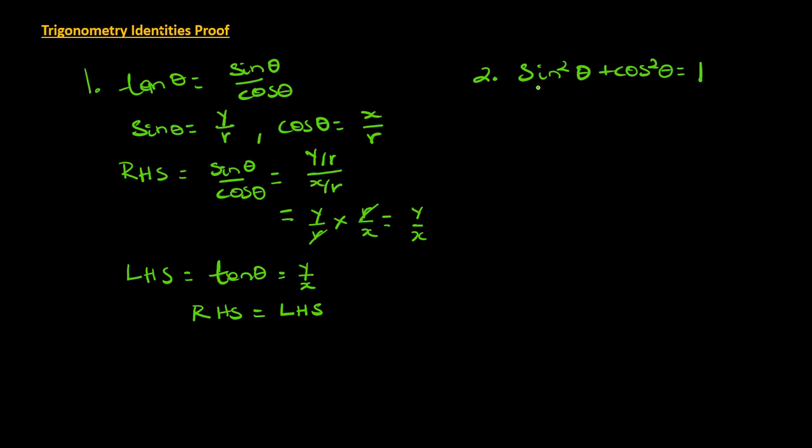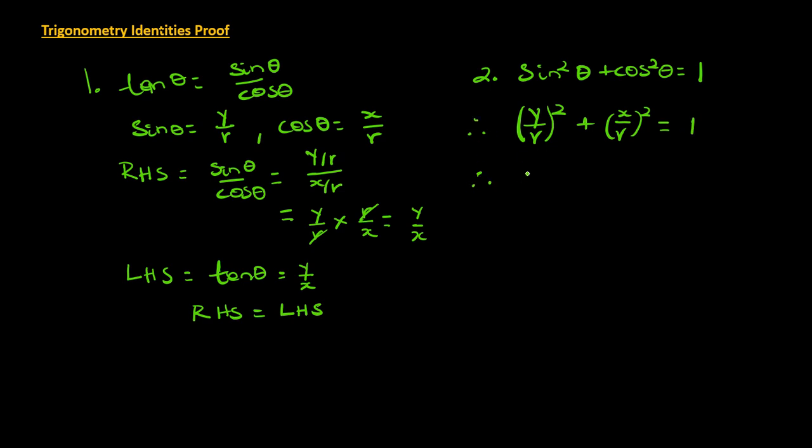We will now look at the second identity, remembering that sine theta is y over r and cos theta is x over r. We will substitute these ratios into the equation and see if they give us 1. Let's do it. We have sine theta as y over r, so we just have y over r and we're squaring it. For cos squared theta we have x over r and we're squaring it, and we're saying this is equal to 1.